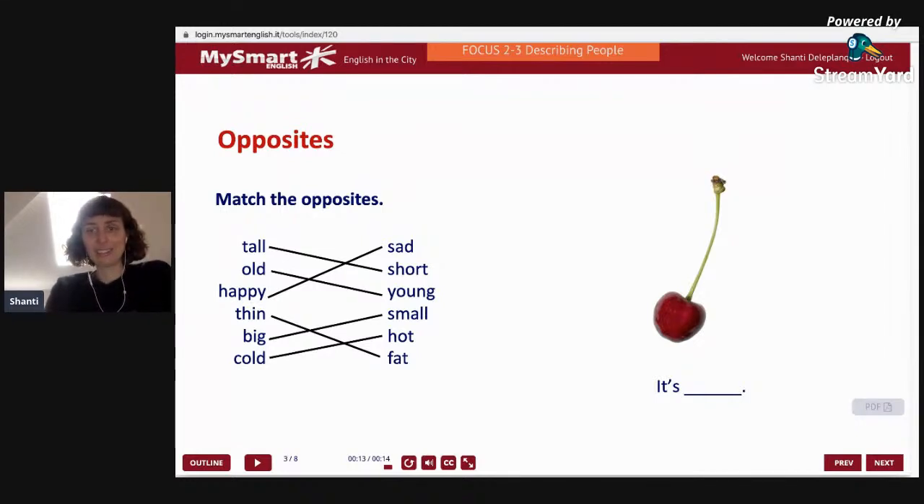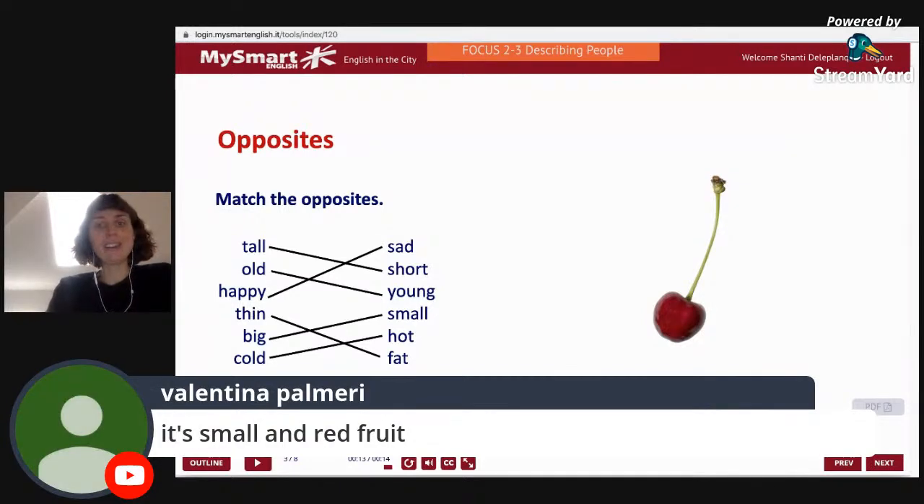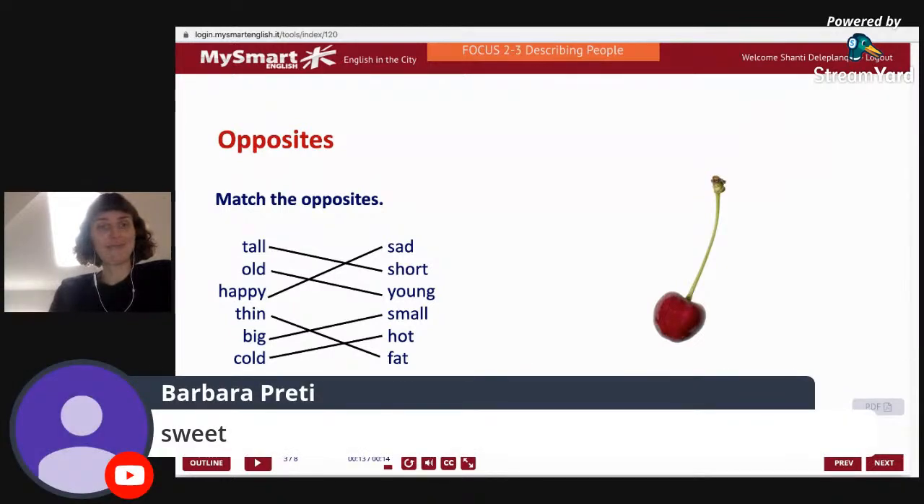I'll put it in the chat. Cherry. Delicious fruit. The cherry is a small and red fruit. Oh, sorry. It's red, definitely. Is it big or small? Ooh, Barbara said it's sweet. Very good, Barbara. Yes. Sweet.